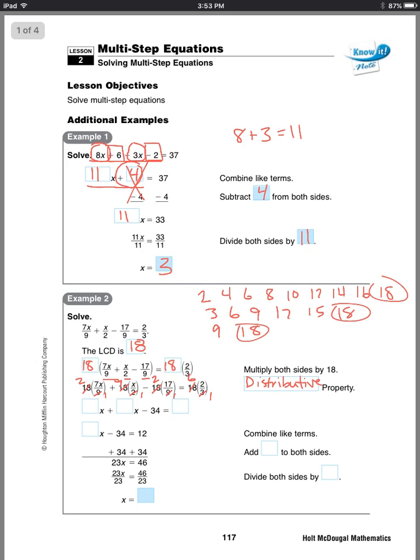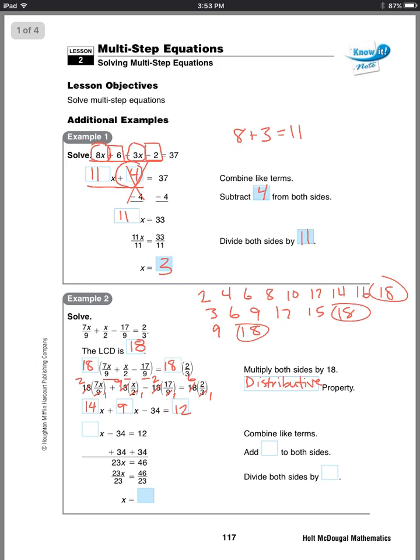Okay, now I'm going to multiply my whole number by the whole number in the parentheses. So I'm going to take 2 times 7x, and I'm going to get 14x, because 2 times 7 is 14. Now I'm going to take 9 times x, which is 9 times 1x, and get 9x. 2 times 17 is 34, which they already did for you. And then I'm going to take 6 times 2, and I'm going to get 12. At this point, I'm at a multi-step equation.